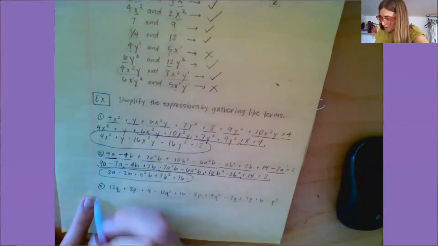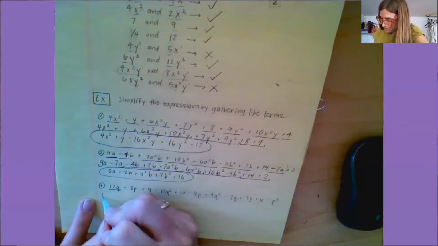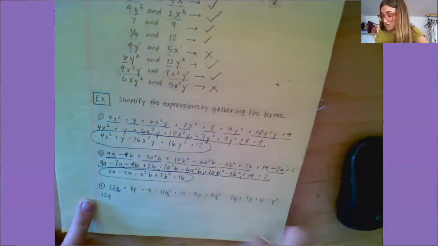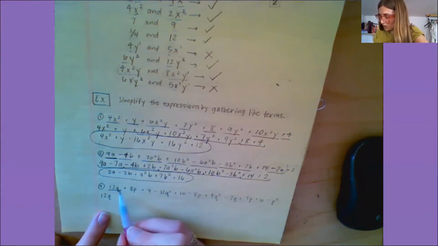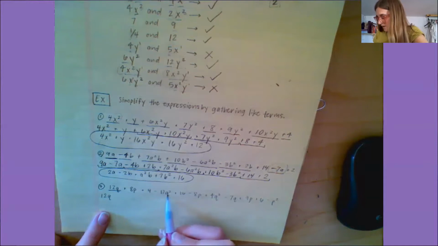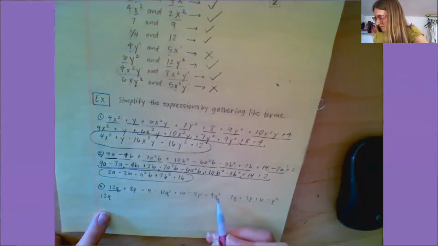So I'll start with my 12q. And I'm just starting with that one because it's written first. You could really start anywhere you wanted. So I have 12q. I look around to see if I have any other q's. I have these q squareds, but I can't have those. But I have this minus 7q.